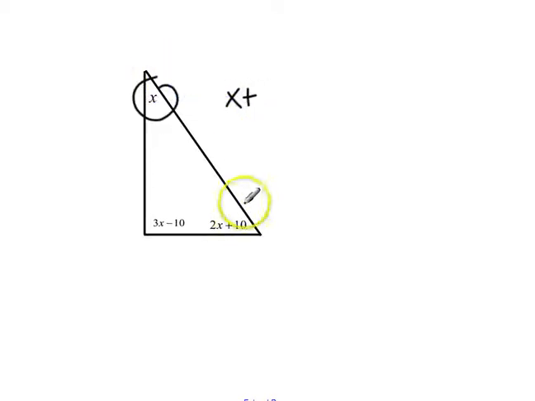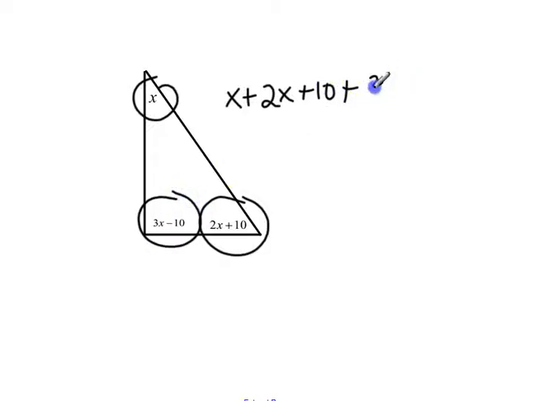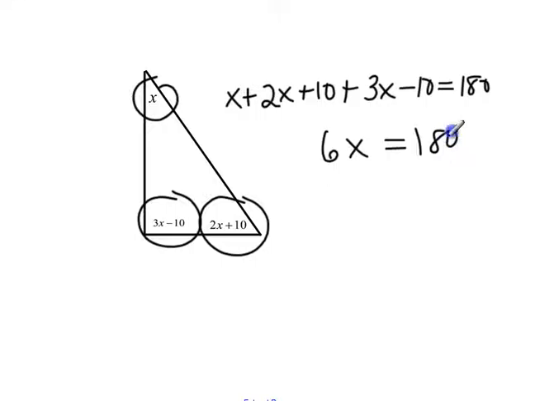We're going to add x plus 2x plus 10 plus 3x minus 10 and set that equal to 180. You would combine like terms. We get 6x equals 180. Then we know x is 30.